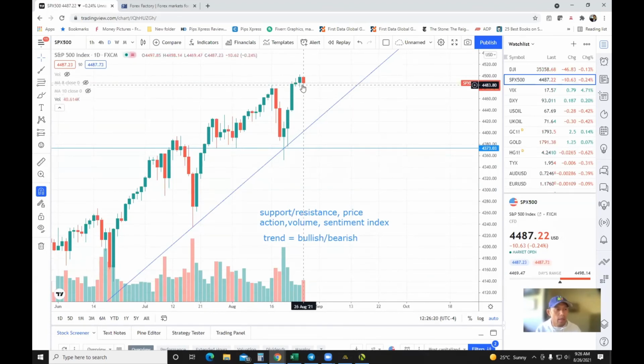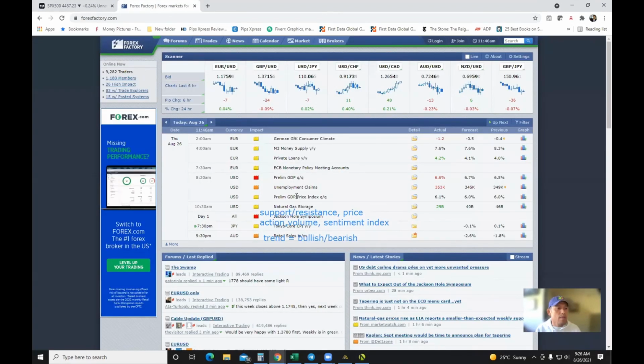So here's a good example. You see here the preliminary GDP is 6.6, which is 0.1 lower than the forecast, however 0.1 higher than the previous number. And the preliminary GDP is higher, 6.0 now to 6.1. Unemployment claims, 345 to 353. So is that a good sign? Yes, because simply that means that there's a reduction of unemployment, right?